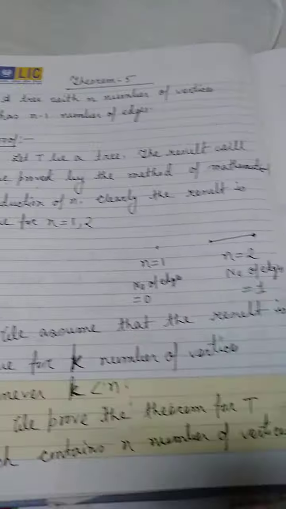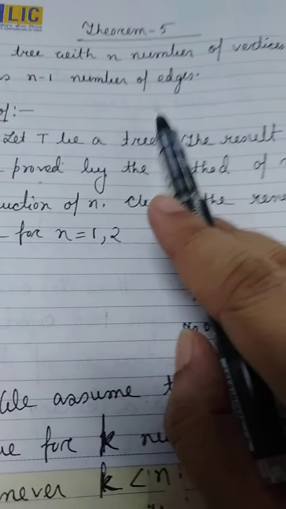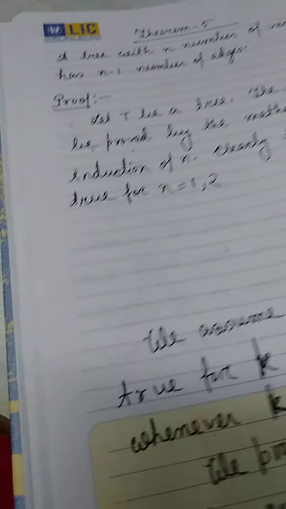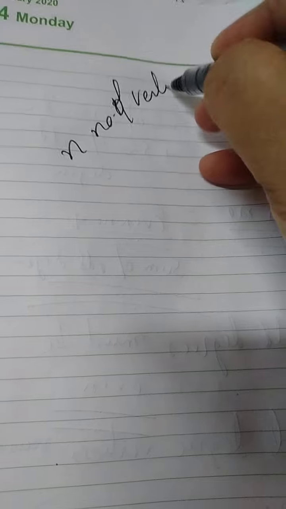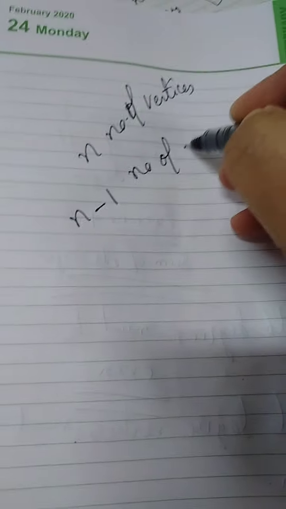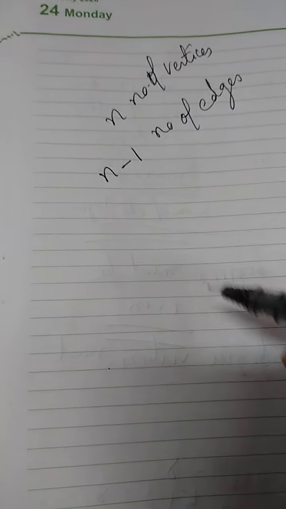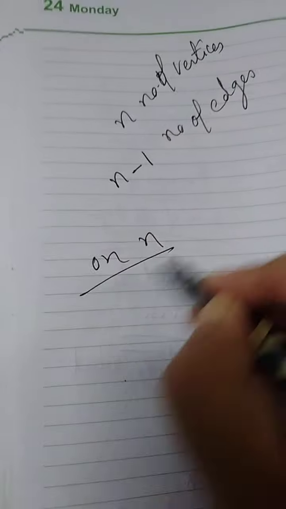Next is a theorem. A tree with n vertices has n-1 edges. So we shall prove this one. See, a tree with n number of vertices has n-1 number of edges. We shall prove this using mathematical induction on n, the number of vertices.